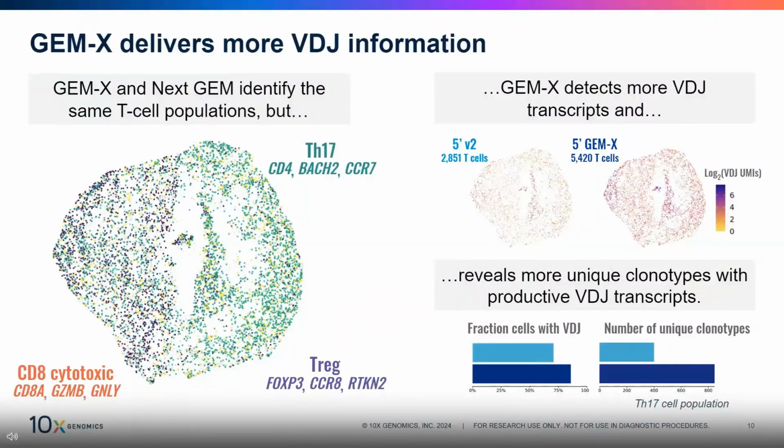But if we look at the bar graphs down in the lower right-hand corner, even the fractions of cells that are having full-length VDJ detected and allowing us to identify the clonotypes that are present, we're seeing an increase in that fraction as well, which means that we're detecting and collecting even more T cell and B cell full-length sequences from your individual sample.